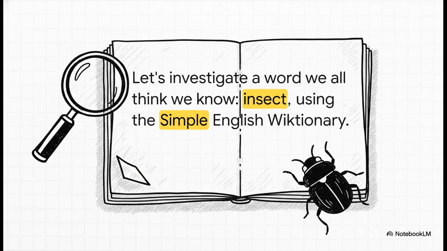All right, so to see how this works in the real world, let's just zoom in on one specific word. A word we all think we know, insect. And we're going to check out its entry from a really fascinating source, the Simple English Wiktionary. Trust me, it's a perfect example of this whole idea of intentional simplicity in action.